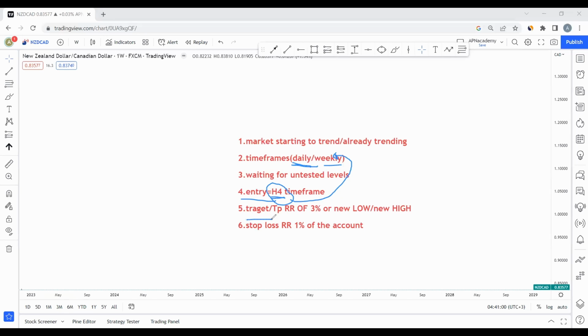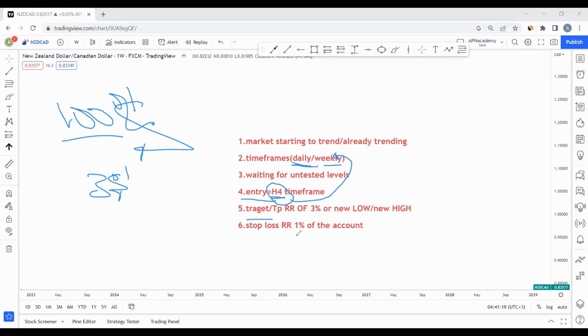How are we going to be setting our target? We're going to be setting our target to 3% of our account. What do I mean by 3% of our account? For example, if you have a $100 account, you're going to be targeting 3% of this, which is, let's say, $3, right?